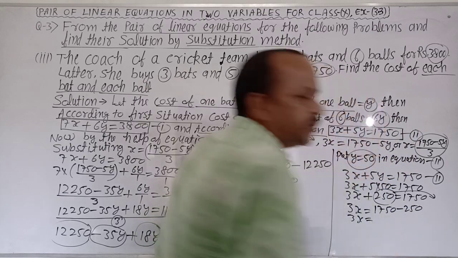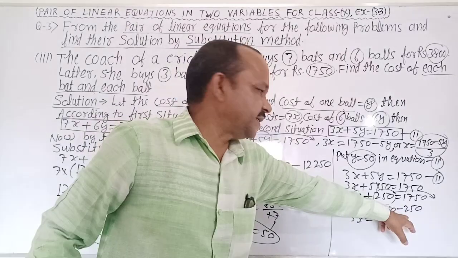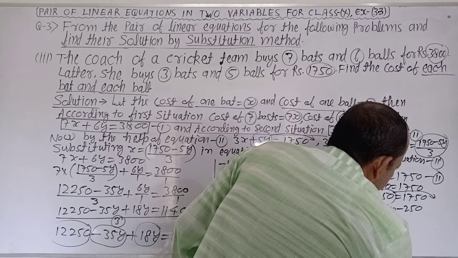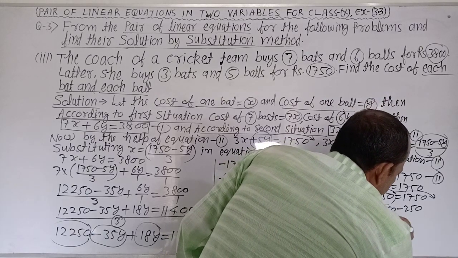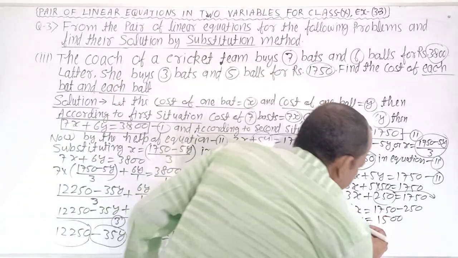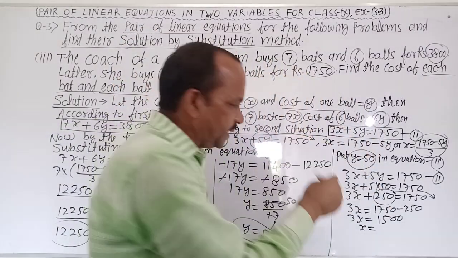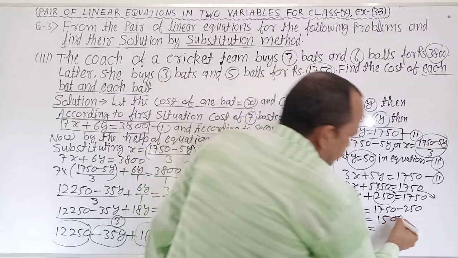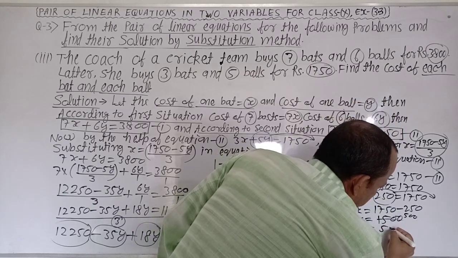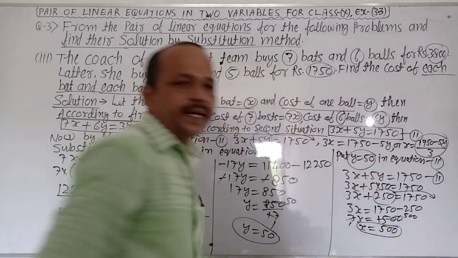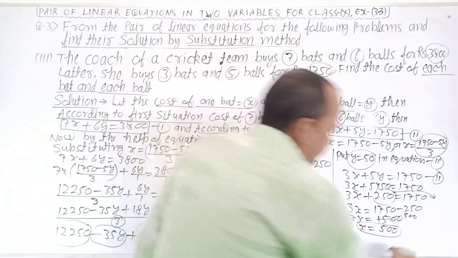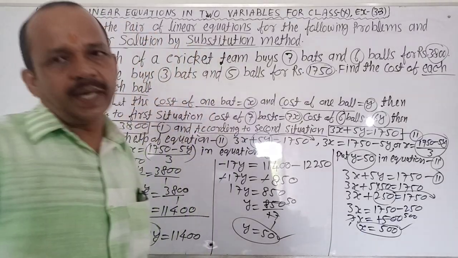3x equal to, you subtract it. It becomes 1500. 3x equal to 1500. x equal to, you can cut it. 3 ones are 3, 3 fives are 15, 500. x equal to 500. You find x equal to 500. Here you find y equal to 50 and here you find x equal to 500.